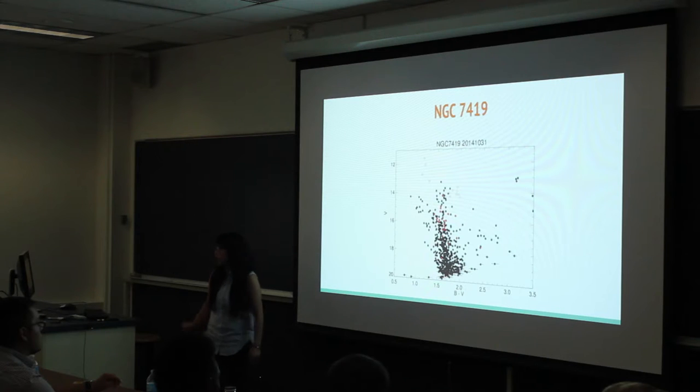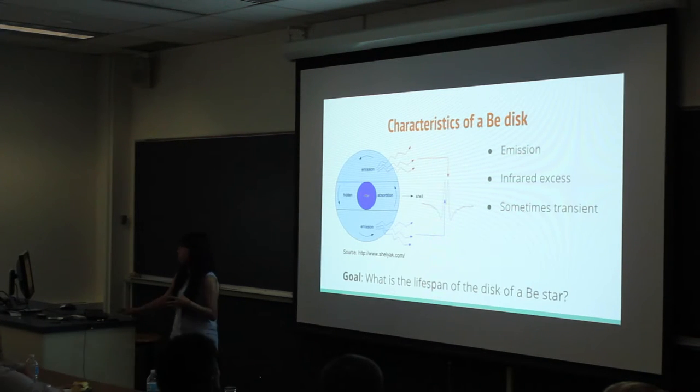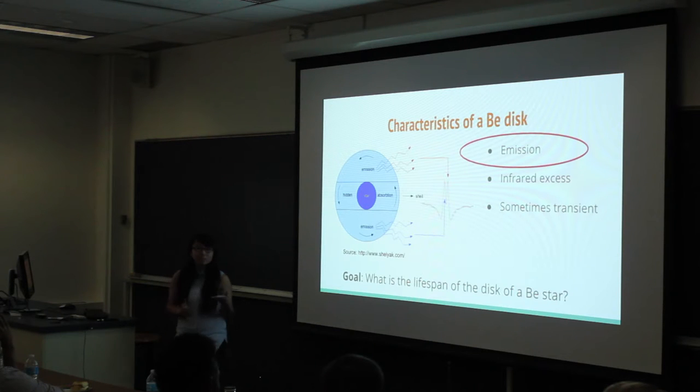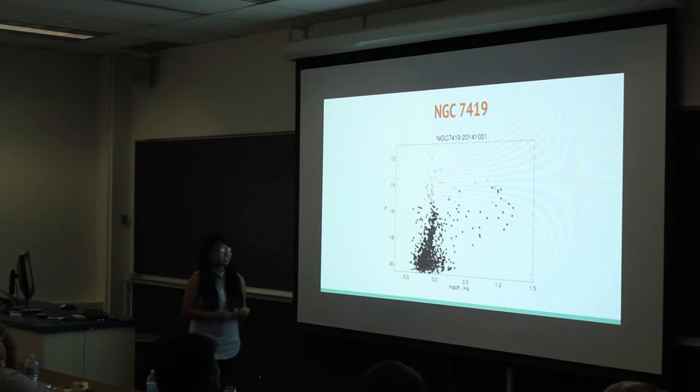So going back to the slide about what makes a BE star very unique, we know that it has an emission, right? So why don't we use the filters H-alpha off minus H-alpha on? Using that now as the color index, we get this plot.